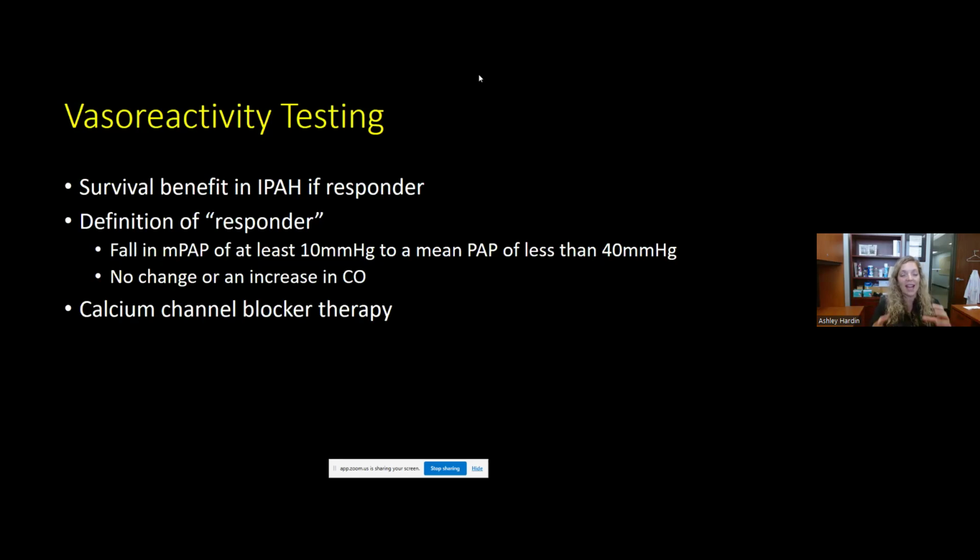I'll show you the next two slides, which show data surrounding that recommendation, and why a lot of centers will do vasodilator testing in any patient with PH who has an elevated mean pulmonary artery pressure. But the data for calcium channel blocker use longer term is not what it is in patients who essentially have idiopathic or hereditary and drug and toxin associated pulmonary hypertension.